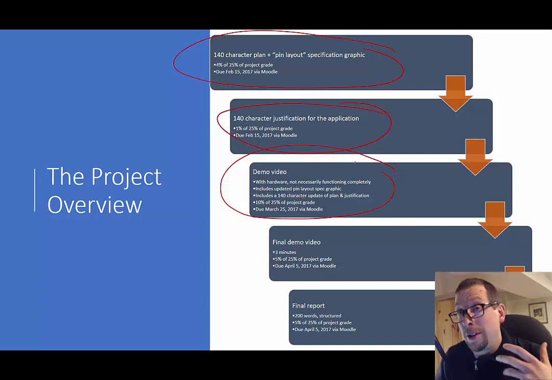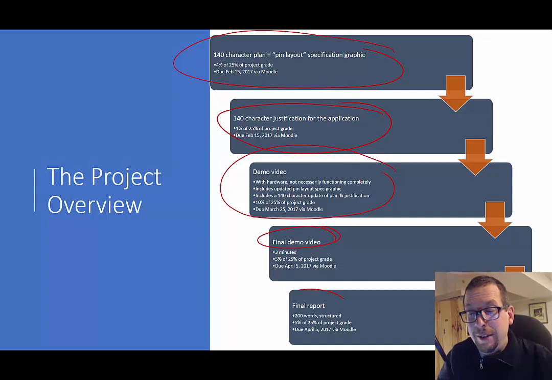After that, you're going to work to the end of the semester putting together a final demonstration video and a final report. The demonstration video is supposed to show your put together project doing what it was intended to do. The project video should be 3 minutes long, and it's worth 5% of that 25%, due on the 5th of April, basically the last day of class.